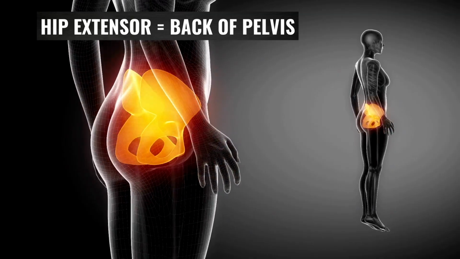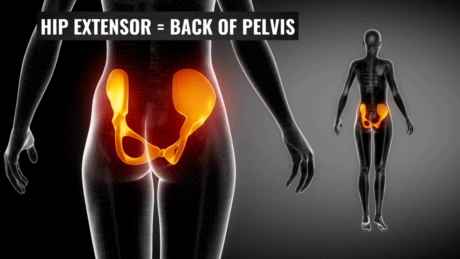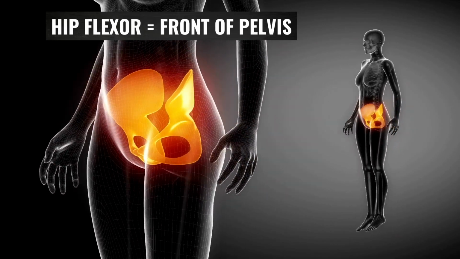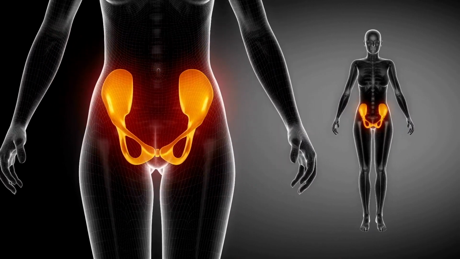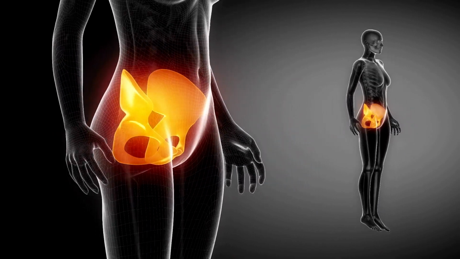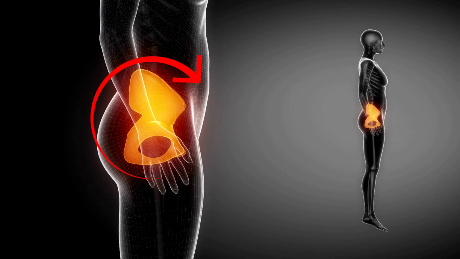To understand the relationship between anterior pelvic tilt and hip extensors, first, we need to know our anatomy. So our hip extensors attach to the back of the pelvis, and our hip flexors attach to the front of the pelvis. So if our hip flexors are strong and tight, and our hip extensors are weak, naturally our hip flexors will pull our pelvis into this anterior pelvic tilt. And to fix this, we need to get our hip extensors to be much stronger so they can actually pull your pelvis back into this more neutral position.